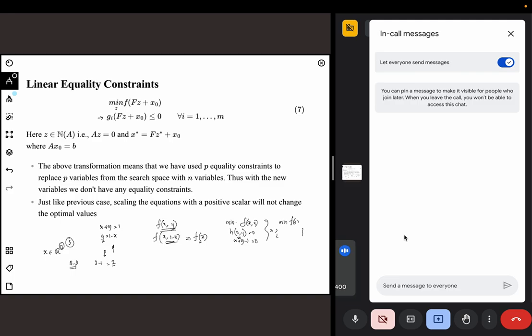The main point here is that the optimal value that you can encounter is not going to change by this transformation, and your objective function is also not going to change.